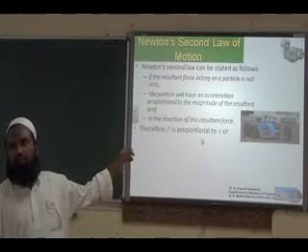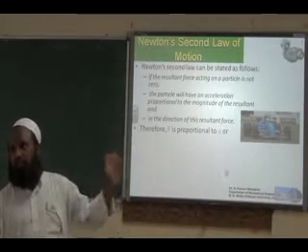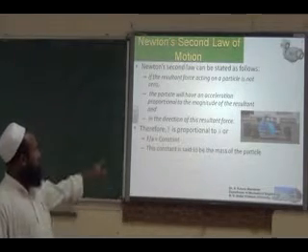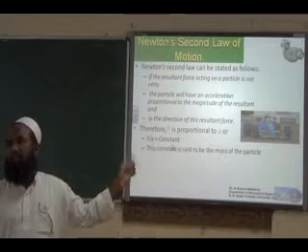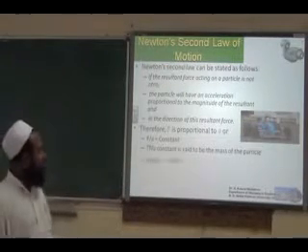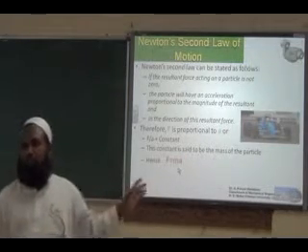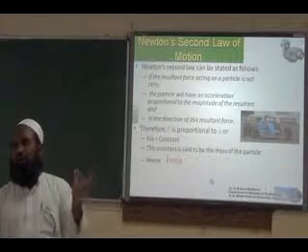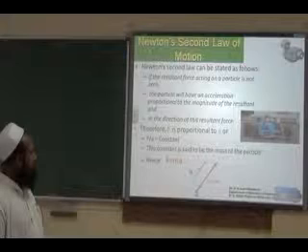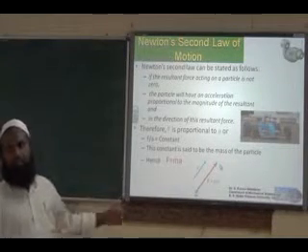Therefore force F is proportional to the acceleration a. F and a are proportional, or we can write F by a is constant. This constant is called mass, or we can write it as F equals ma. According to Newton's second law of motion, the force applied will be equal to the mass of the particle times its acceleration. So the acceleration will be along the direction of application of force.